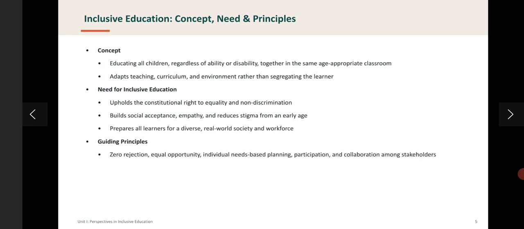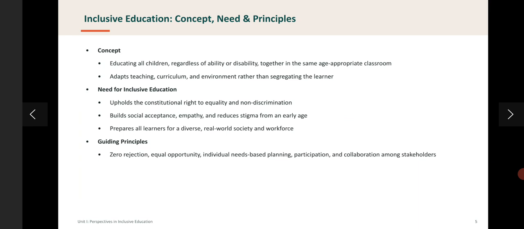So what are the principles? Zero rejection, equal opportunity, individual need based planning, participation. These are the things. There are people who have given definitions for these also. So when it comes to INCLUSION: I means infrastructure, N means national level policy, C means capacity building, L means legislation reforms, U means understanding, S means sensitization, I means initiative, O means organization, N means networking, that is central, state, government and NGOs, etc.